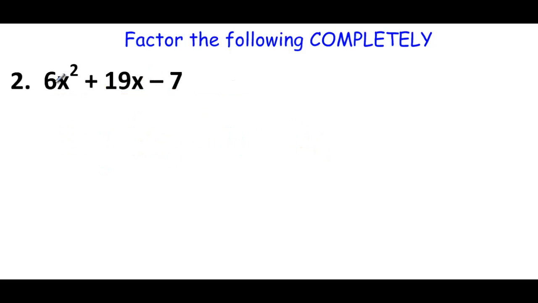Our second example does not have a GCF. There's nothing common I can pull out. And there are 3 terms, so this would be an example of one of my trinomial problems, which would factor down into 2 binomials. What you want to do is break this down into its factors. 6 is either 1 times 6 or 2 times 3. And this should be a review from what we did before.